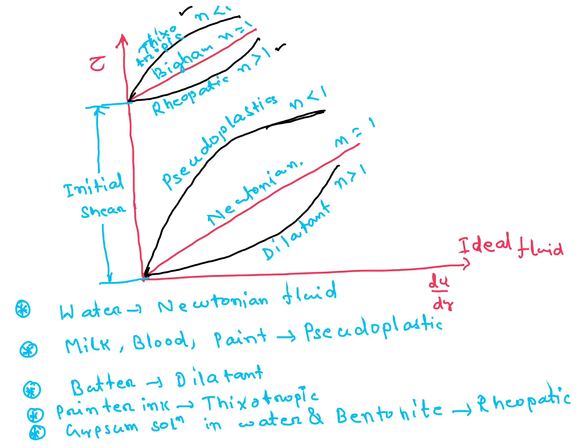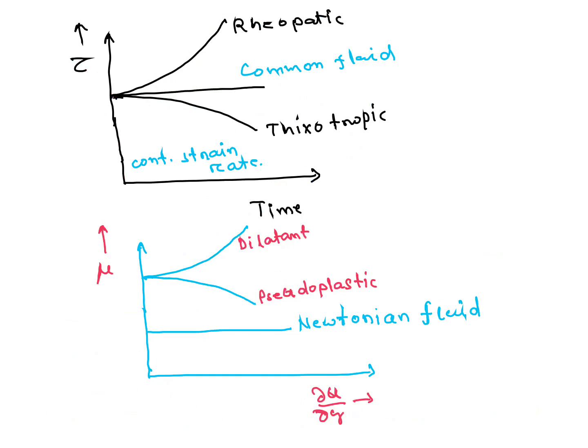Milk, blood and paint are examples of pseudoplastic fluid. Butter, example of dilatant fluid. Printer ink, example of thixotropic fluid. Then gypsum solution in water and bentonite are rheopectic fluids. These two graphs are also important. Shear stress versus time: for rheopectic fluid, shear stress increases with time, and for thixotropic, shear stress decreases with time, and strain rate is constant.